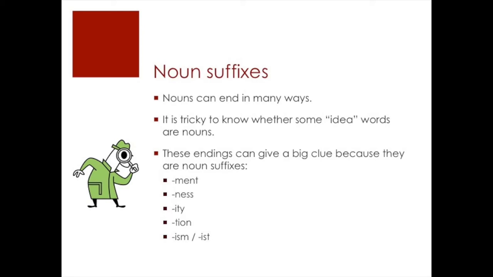Ity, such as in the word charity, is also a suffix that is commonly used for nouns. Shun is a very common noun ending. Think about the word communication. That word ends in tion, and it's a noun. Finally, we have ism and ist. These two suffixes are also used for nouns, such as communism or dentist.